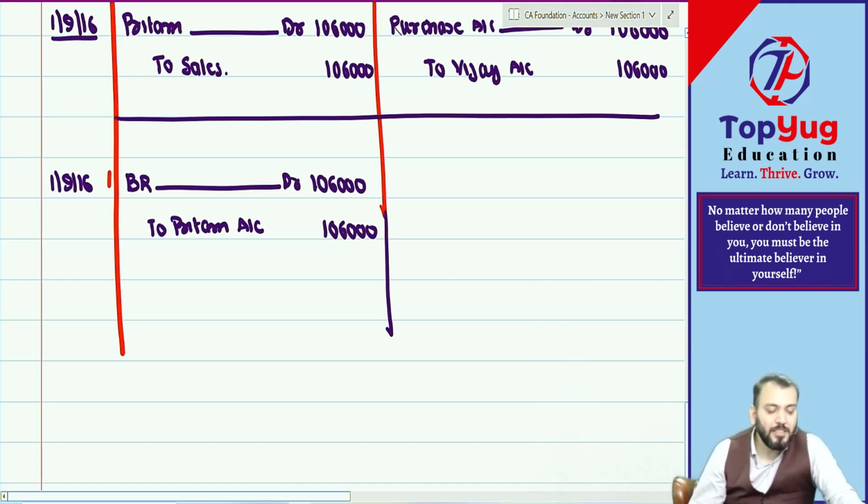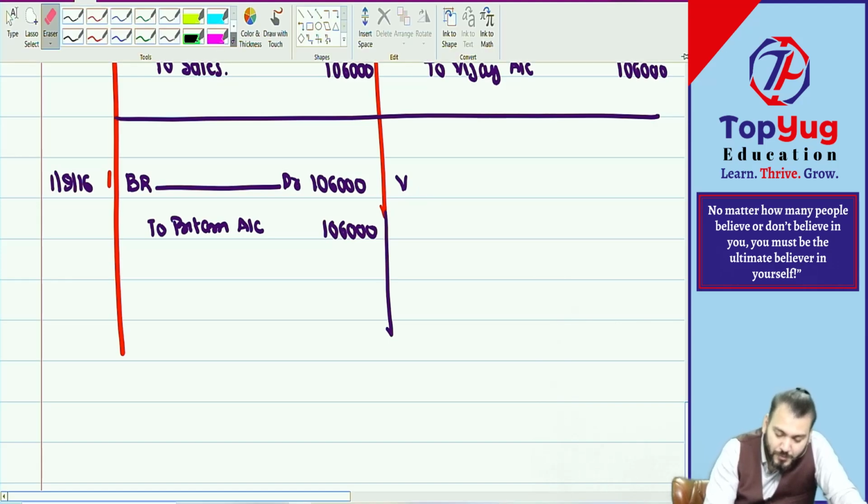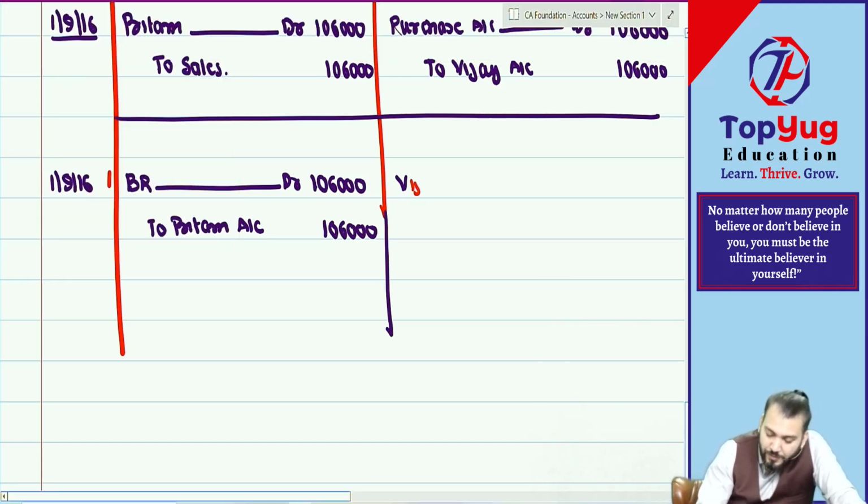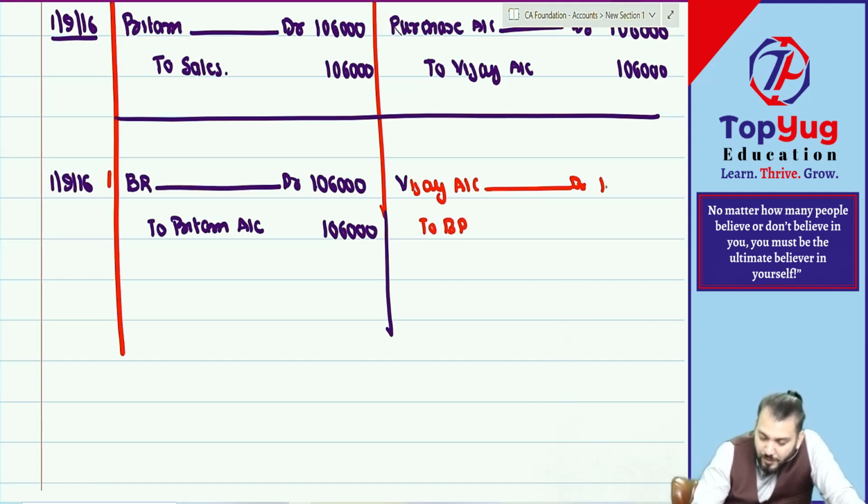In the books of Pritham, what journal entry? Vijay account debit to bills payable. Very good. Vijay account debit to bills payable, 1,06,000.